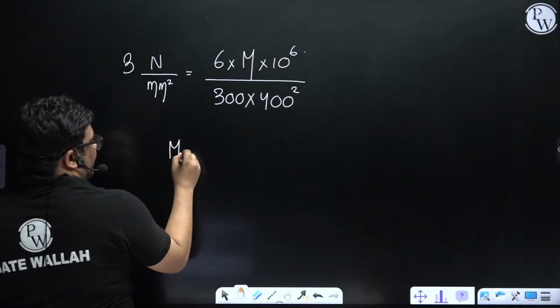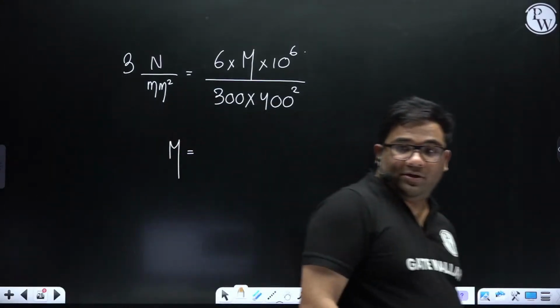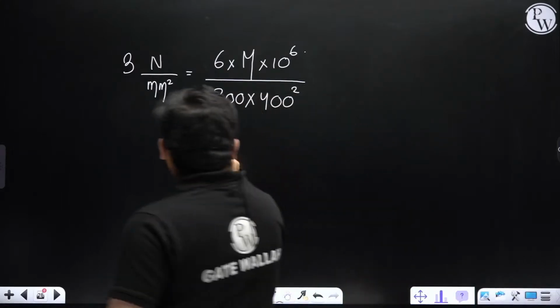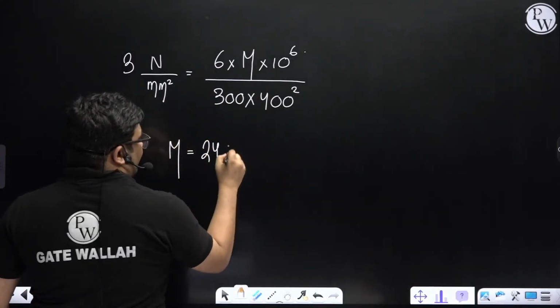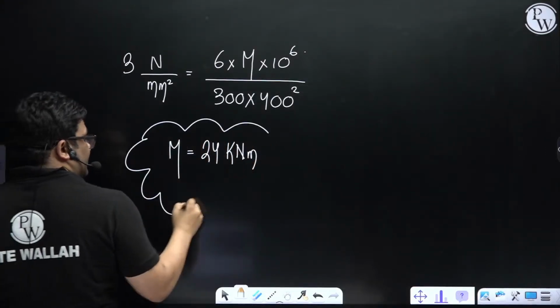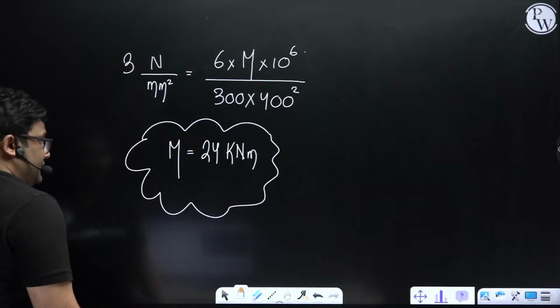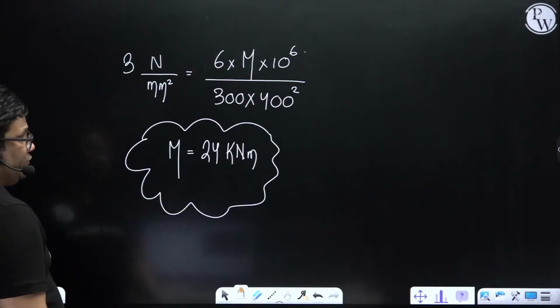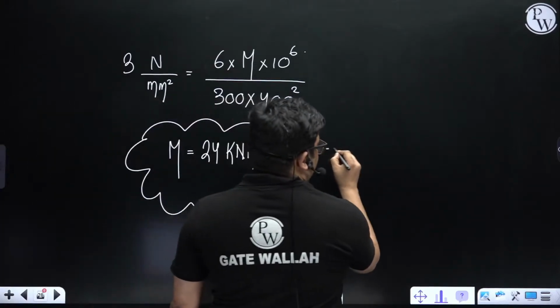So what bending moment are we getting here? The bending moment will be 3 into 300 into 400 square, divided by 6, divided by 10 to the power 6. I'm getting 24 kilonewton meter. So this maximum bending stress will occur for a maximum bending moment of 24 kilonewton meter. Now it's a cantilever beam, right?